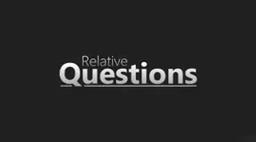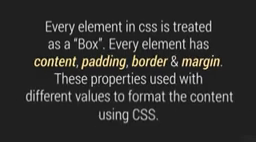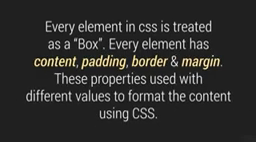Let's talk about questions. So what is a box model in CSS? Every element in CSS is treated as a box. That's what a box model is. Every box model, every element, has content, padding, border and margin. So these are the four properties you use with different values to format the content using CSS.